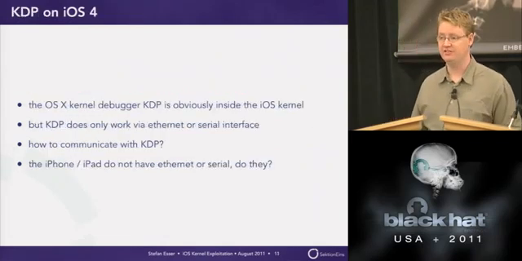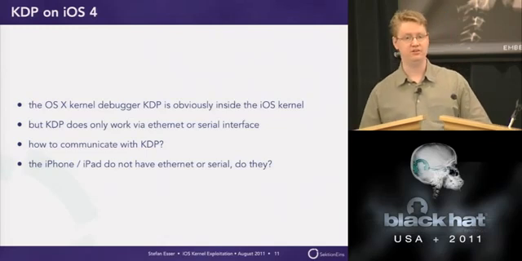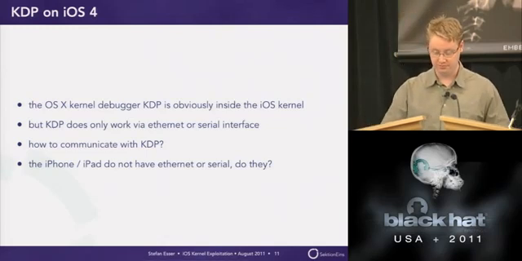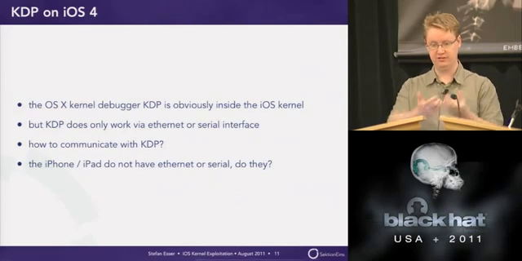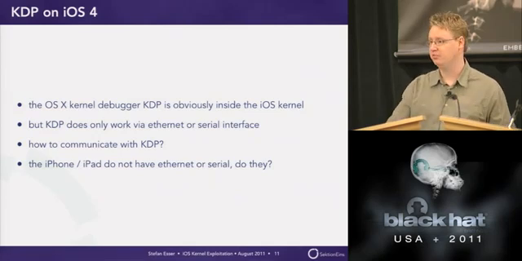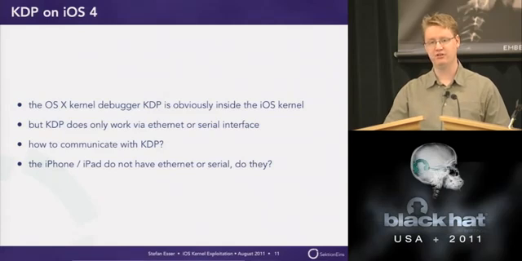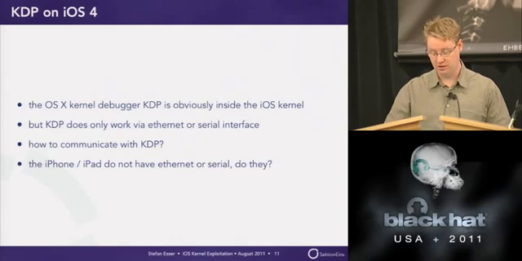So anyway, they left the KDP inside. KDP is also the same thing as in OS X. The problem is KDP is designed to only speak Ethernet or serial. And when you have an iPhone, you don't see an Ethernet plug or a serial plug. So you have the big question of how to communicate with it. Actually, I don't know if this USB MUX-D protocol is able to speak UDP. I never tried that, because I found another way.